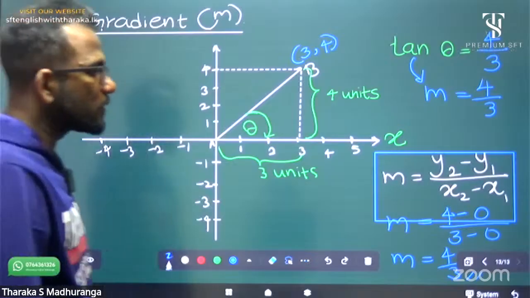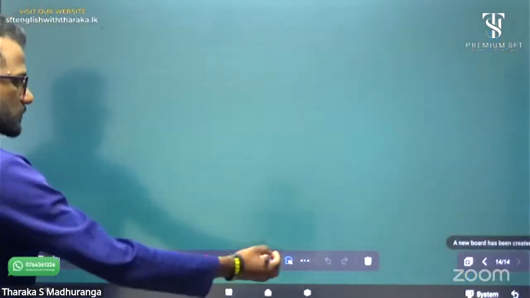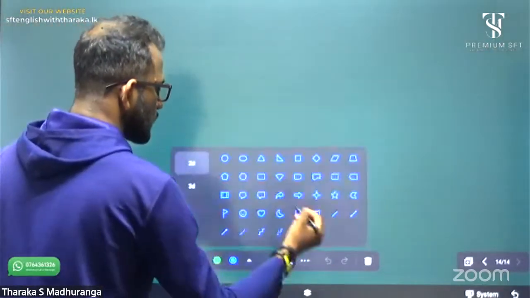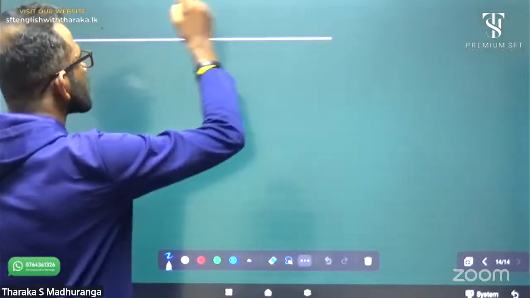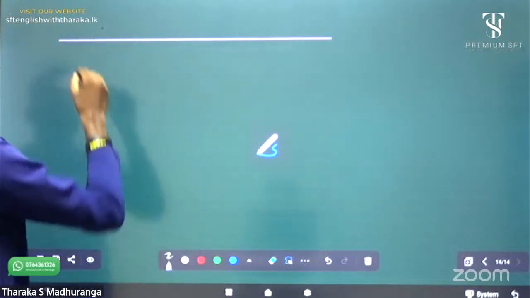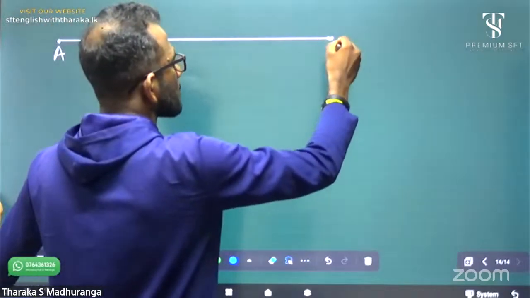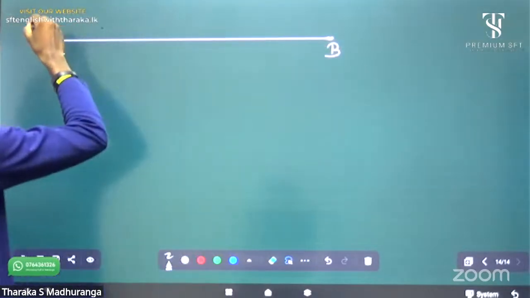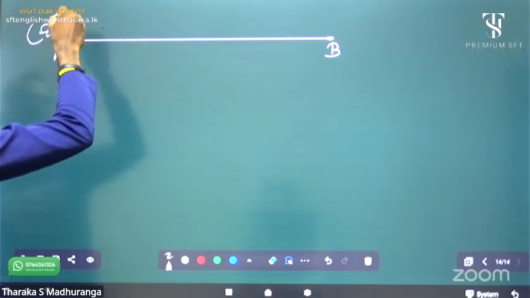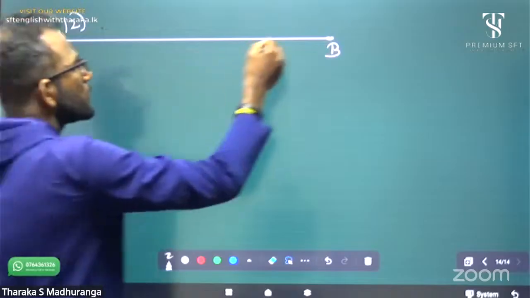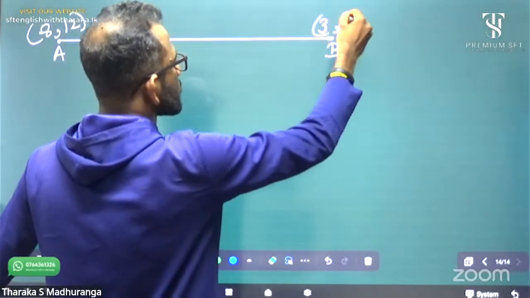Okay, now can you calculate the gradient of this straight line? Calculate the gradient of this straight line AB. A point coordinates 8, 12. B point coordinates 3, 6.